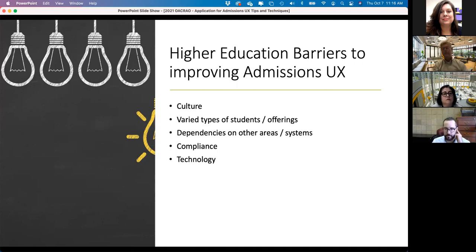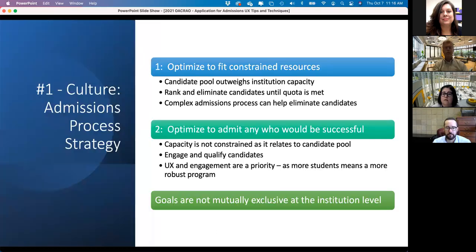The other thing is you might have other systems or processes that are causing these barriers. Compliance can also create barriers in terms of making your admissions user experience more engaging. And then finally, technology. Just in terms of the culture, I like to look at most institutions from the standpoint of what is your admissions process strategy?